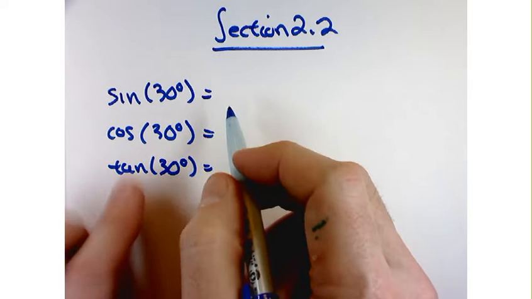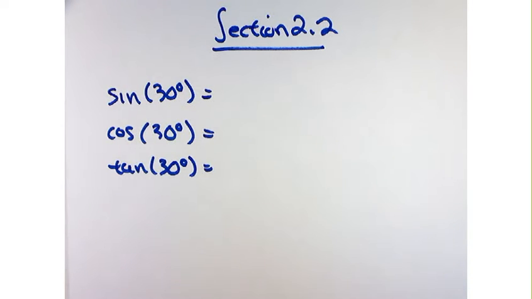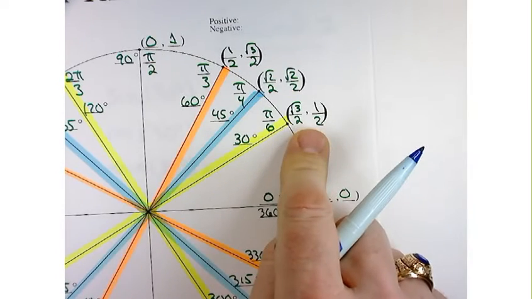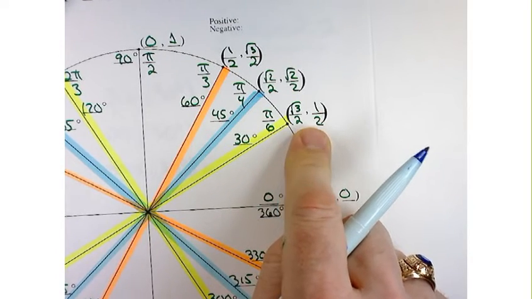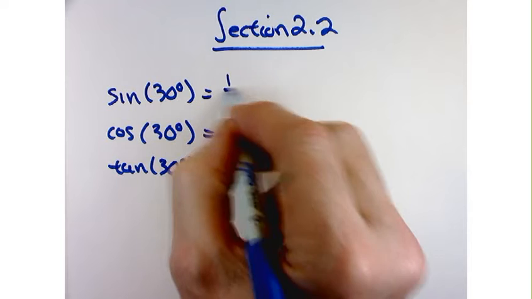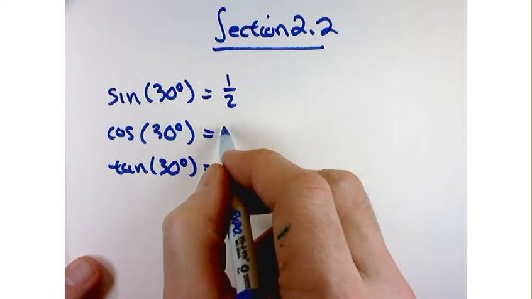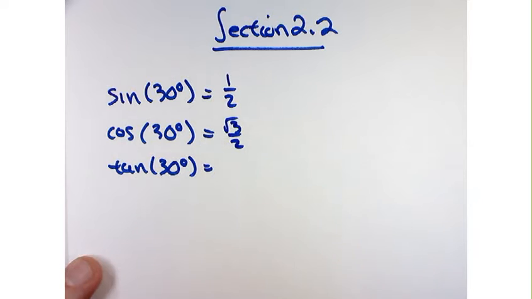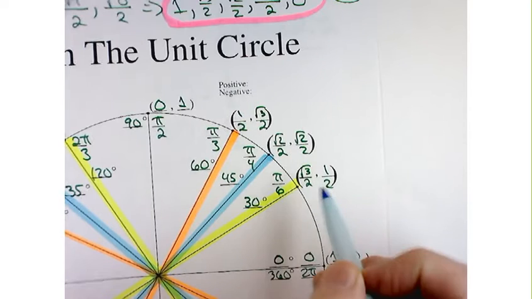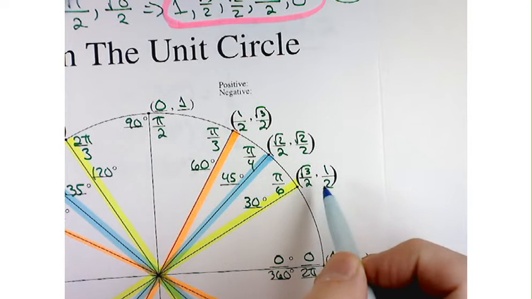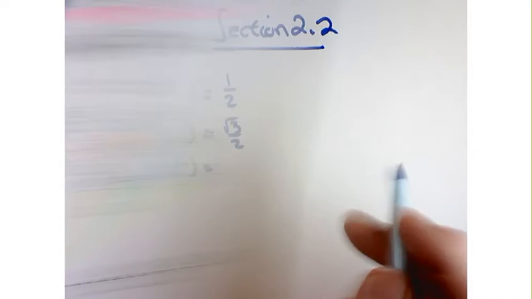So, sine of 30 degrees. Well, let's take a look at your unit circle. The y-coordinate there is going to be 1/2. So there you go, 1/2. The cosine, I need the x-coordinate. That's going to be square root of 3/2. And the tangent is going to be the ratio of these two. The tangent is going to be the y-coordinate divided by the x-coordinate. So it's going to be 1/2 divided by square root of 3/2.